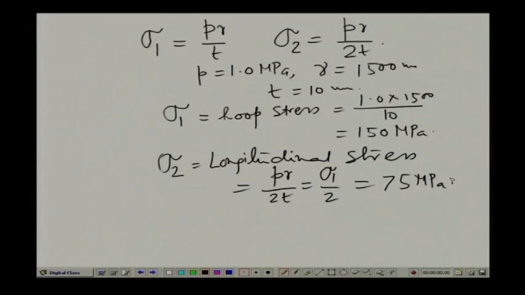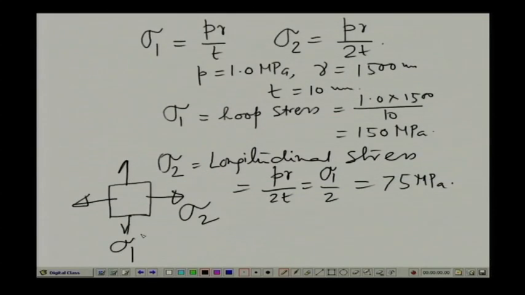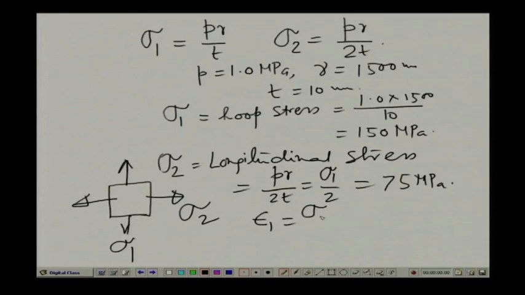As we have seen, sigma 2 acts in the longitudinal direction of the vessel, which is the longitudinal stress, and sigma 1 acts in the circumferential direction. If we would like to find the increase in the diameter, we must know how much strain it is undergoing in the circumferential direction. So we are interested in evaluating the strain in the circumferential direction, which we call epsilon 1. Epsilon 1 is equal to sigma 1 by E minus mu times sigma 2 by E. If we substitute the values of sigma 1 and sigma 2, we find the strain is 0.6375 into 10 to the power minus 3. This is the strain it is undergoing.